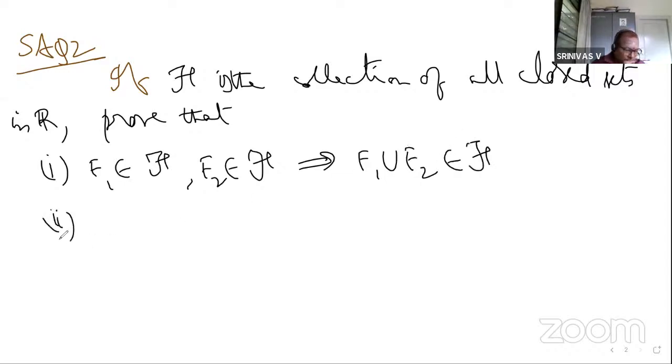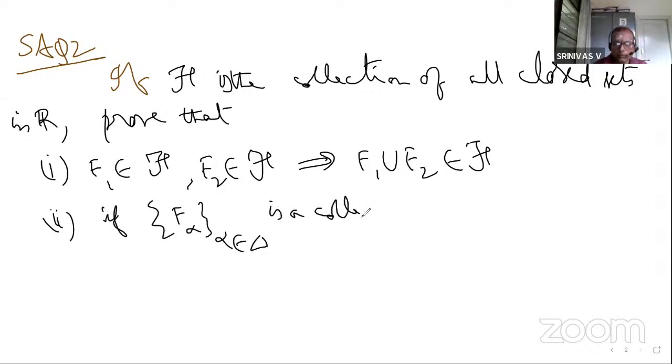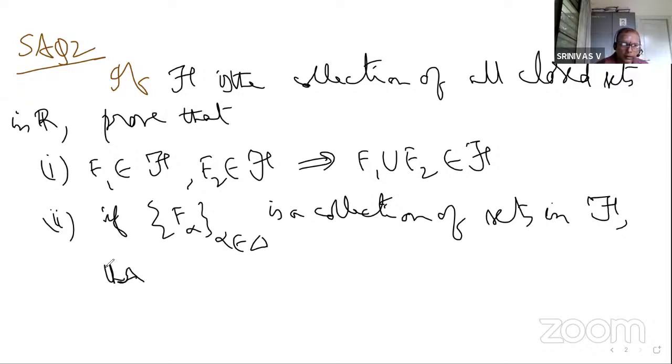Number two, if F alpha, alpha belongs to delta, is a collection of sets in script F, then the intersection of F alpha, alpha belongs to delta, belongs to script F.